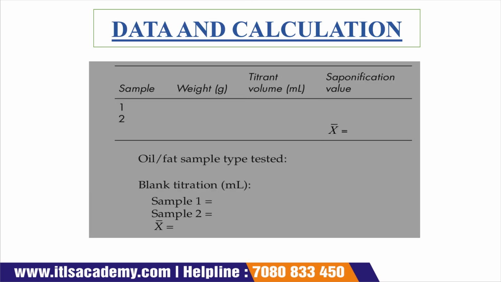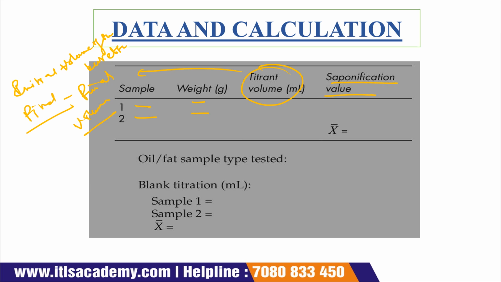Now the next part is data and calculation. Here we put the name of the sample, then the weight of the sample, then the titrant value. The titrant value is found by the initial volume of the burette minus the final volume of the burette. With the help of this we get the titrant value, and then we find the saponification value. The formula for the saponification value will be discussed in the next slide.